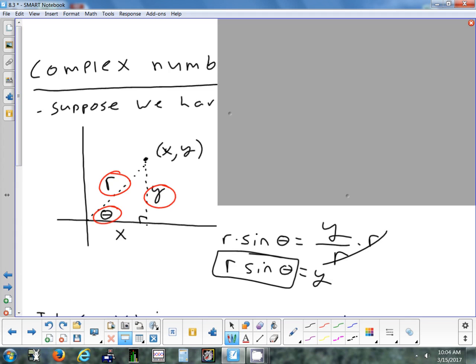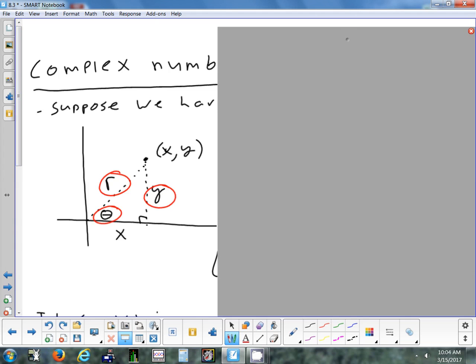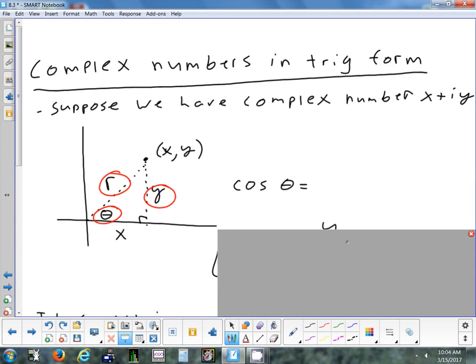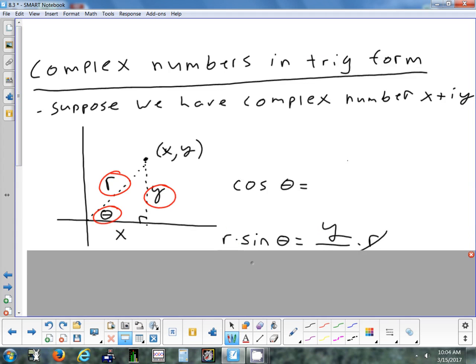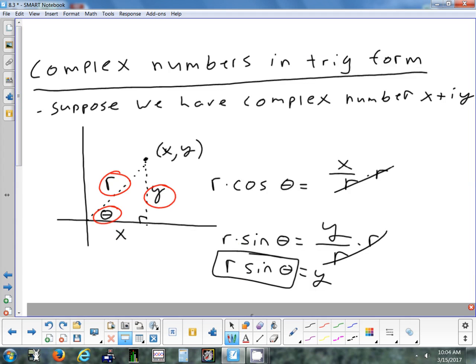Now I also need to create a formula for x. What function would I use? I wouldn't use sine. I'd use cosine. And what would the cosine of theta equal? Yeah, x over r, adjacent over hypotenuse. And I'm going to do the same thing. I want to get r by itself again, so multiply both sides by r. And now you have another formula. r cosine theta equals x.